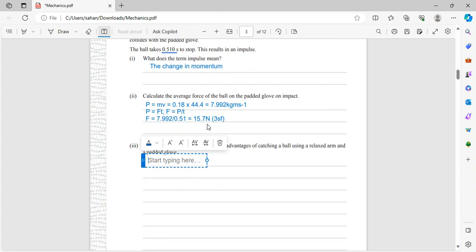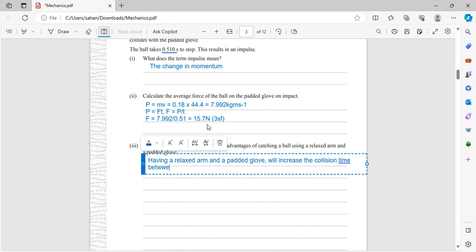Okay, so you want to start by giving them the context. So having a relaxed arm and a padded glove. See how I've already linked it to the question. That's needed for excellence. You need to be able to relate it to the question. Will increase the collision time between the ball and the glove. Okay, so that's your first sentence. You want to talk about increased collision time.